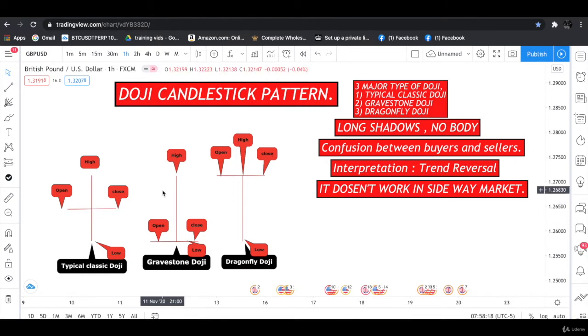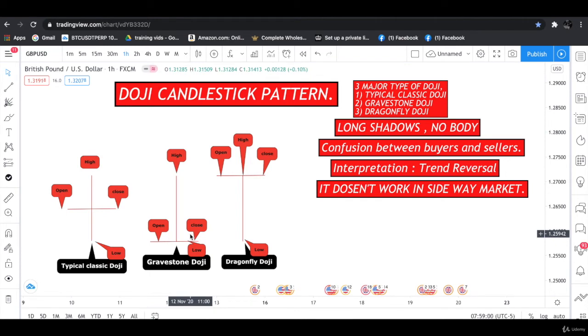This is the gravestone Doji candlestick. You all know the alphabet T. The gravestone Doji's shape is like the opposite of the alphabet T, as you can see over here. Have a look. It has the same long shadows but no body at all. This was the high price, this was the low, and the open and close remained the same. The buyers and sellers both were in a state of confusion.